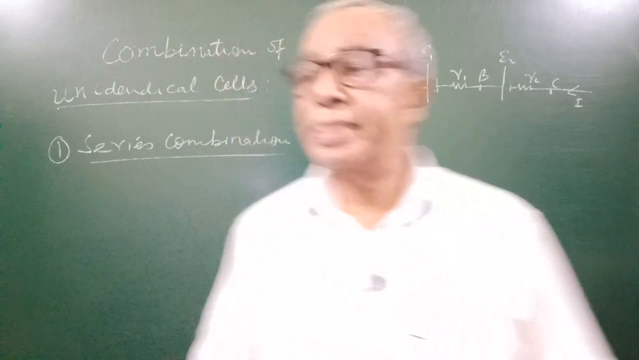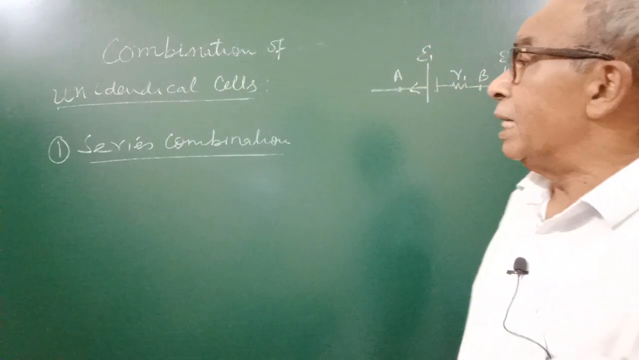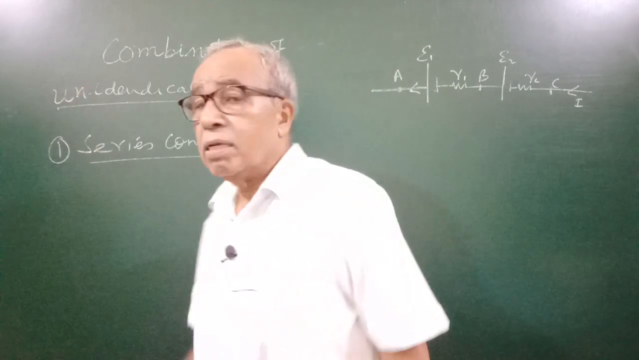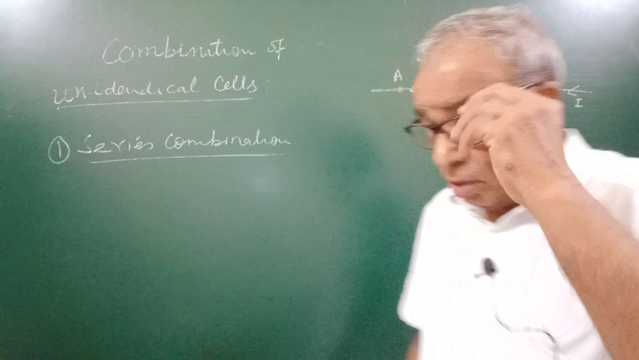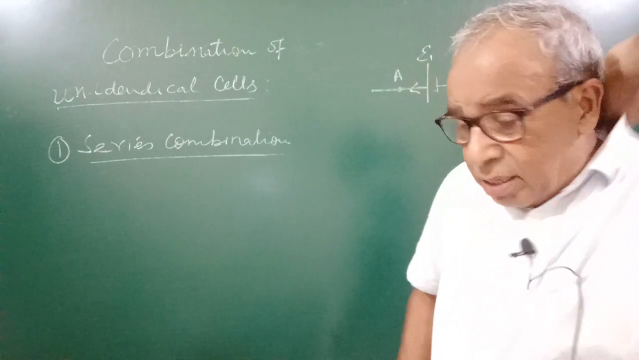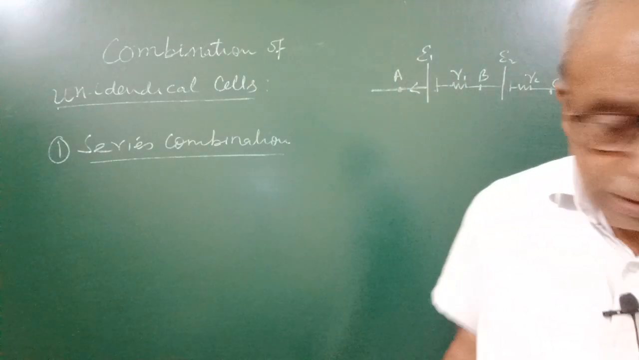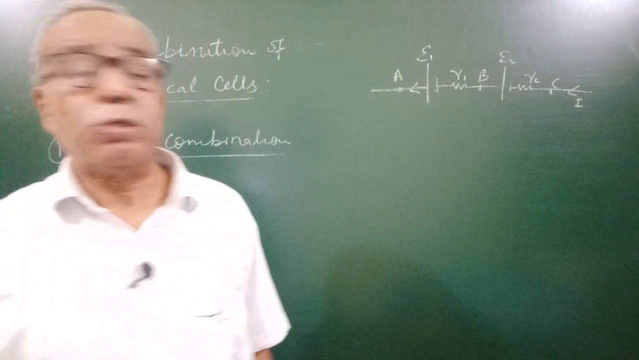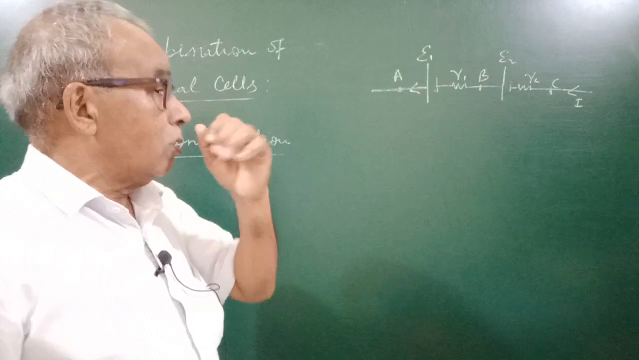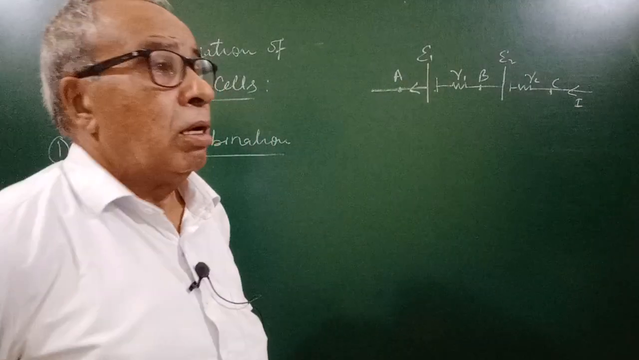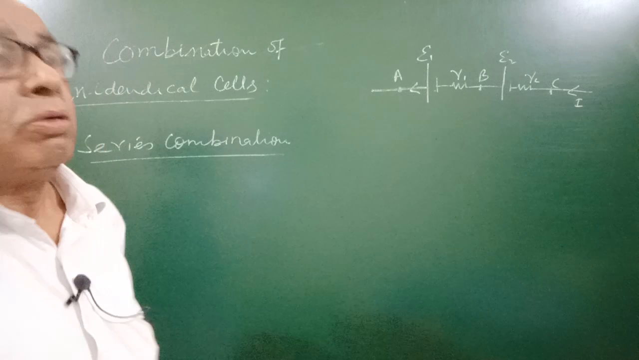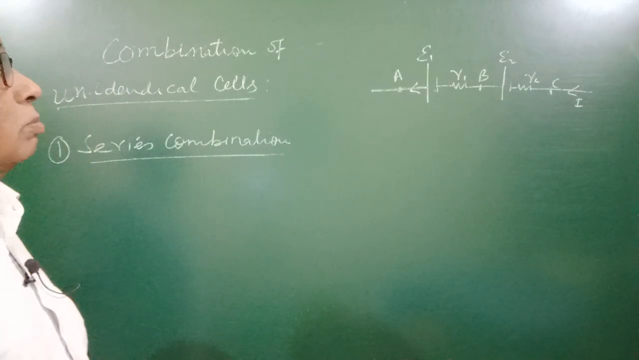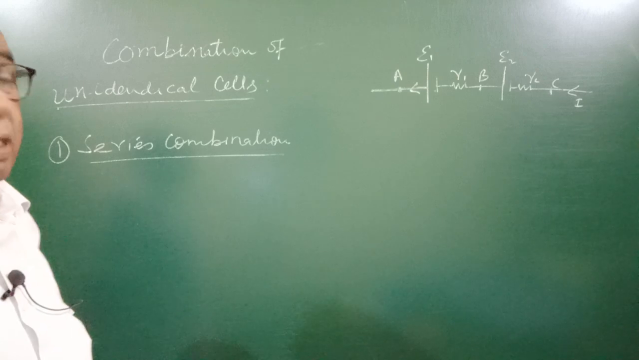Well, dear students, here comes the combination of unidentical cells. Which cells are called unidentical? If they don't have equal EMF and equal resistance, then they are unidentical. Our purpose in connecting them in series or parallel is to find the equivalent EMF, and the current given by the combination to an external conductor.